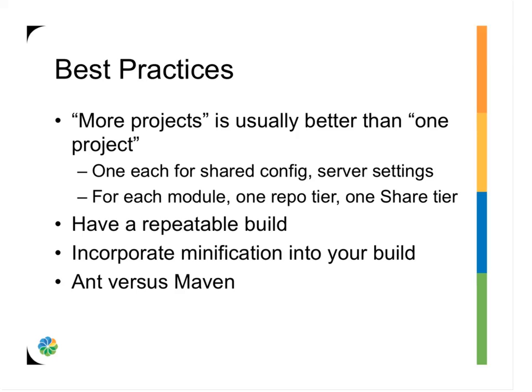Some best practices that I'd propose here: more projects is usually better than one project. The idea is that you have one project for shared config or environment config and server settings that we talked about a second ago. And then for each AMP that you're developing, that's a separate project. Maybe you have one project for your repo tier and one for your share tier, so if you had 3 modules that each touched both tiers, you'd have 6 projects total for those.